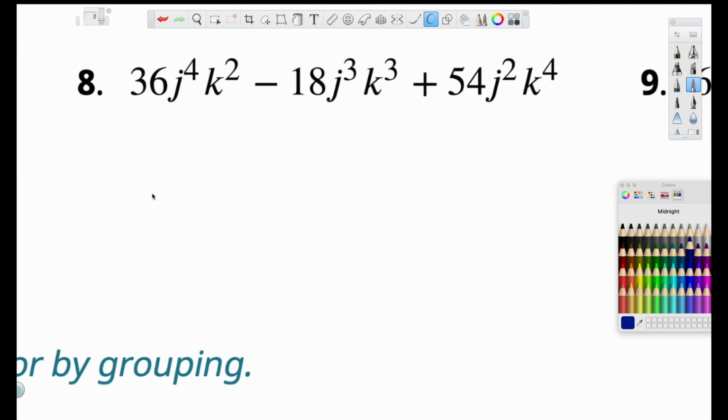So 8. Let's see. 3. Oh, it looks like a 6. Does 6 come out? 9 times 6 is 54. 6 times 3 is 18. 6 times 6, yeah, it looks like a 6 comes out. Anything more than that? Let's see.